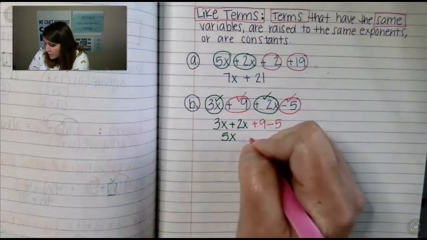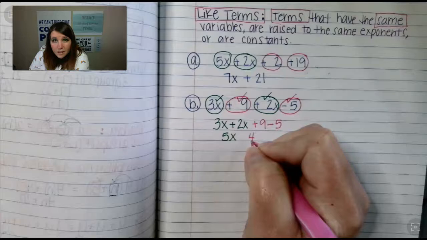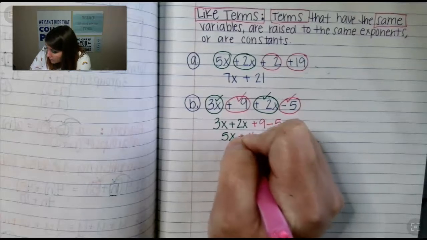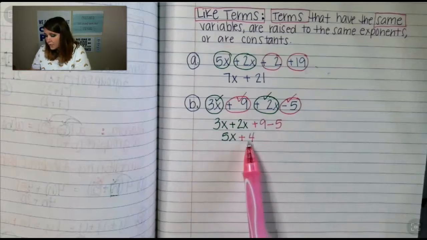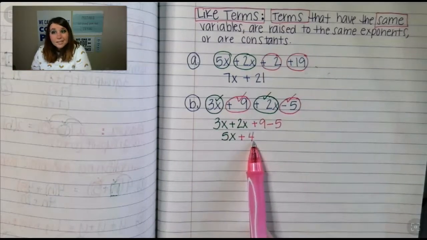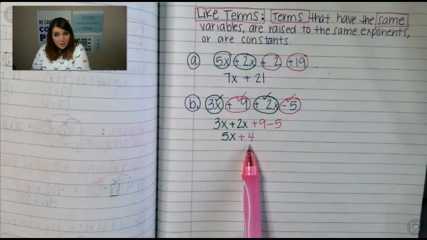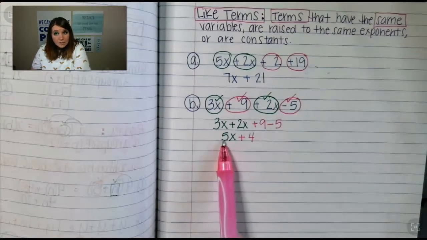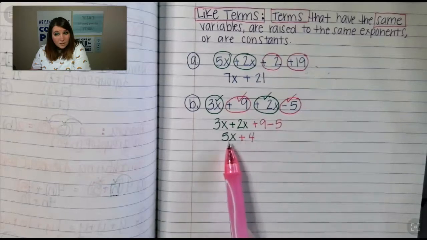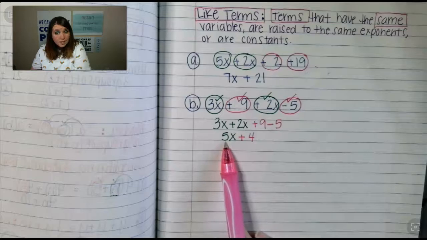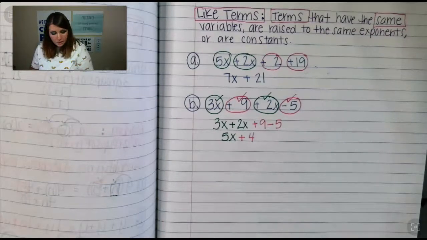9 minus 5 is 4. Now, is that a positive 4 or a negative 4? Well, it's a positive 4, so I'm going to write positive 4 or plus 4. So I have 5x plus 4. This is done. I have simplified this expression because x and 4 cannot go together. This constant cannot be combined with this coefficient. It is done.